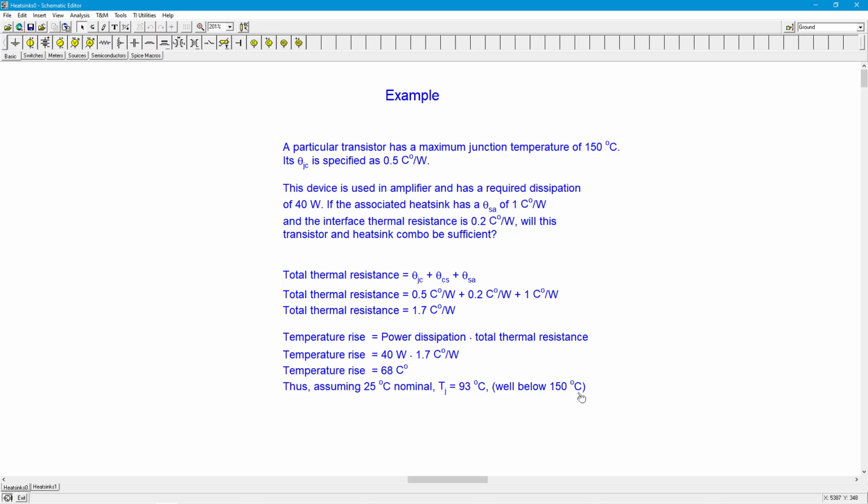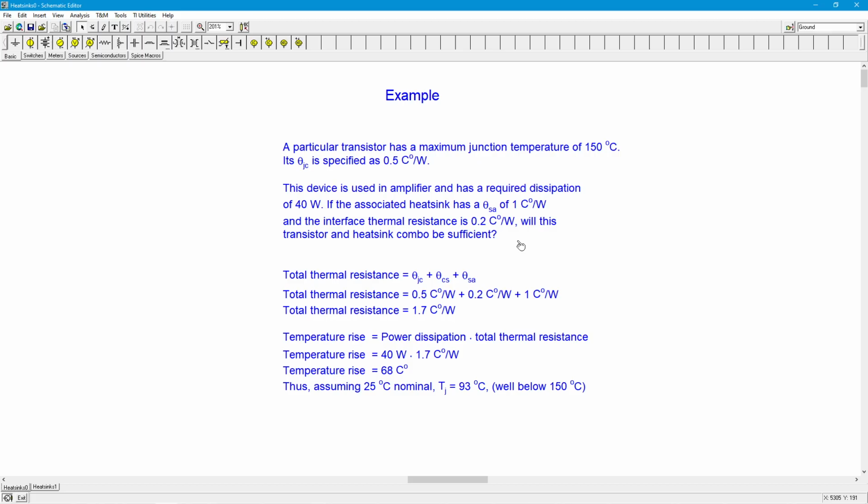If you calculated, hey, it came out to 175, well, you've got to come back here and say, okay, my 40 watt device isn't going to be good enough. Maybe I can get something with a higher junction temperature. Maybe I can go the other way, use the same transistor, but get a better heatsink, right? There are multiple ways of solving this problem. And really that's what engineering is all about, right?